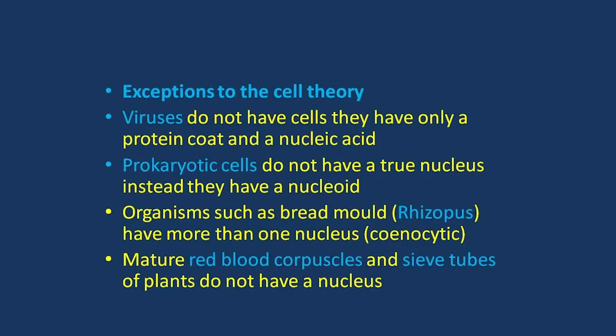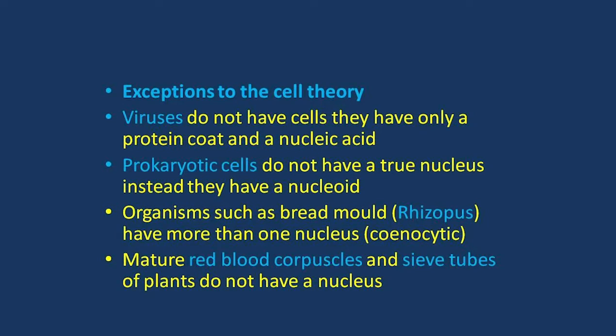There are exceptions to the cell theory. For example, viruses do not fit into the cell theory because they don't have a cell. They have only a protein coat and a nucleic acid. Prokaryotic cells do not have a true nucleus. Instead, they have a nucleoid. The nucleoid consists of a double-stranded DNA not associated with histones.